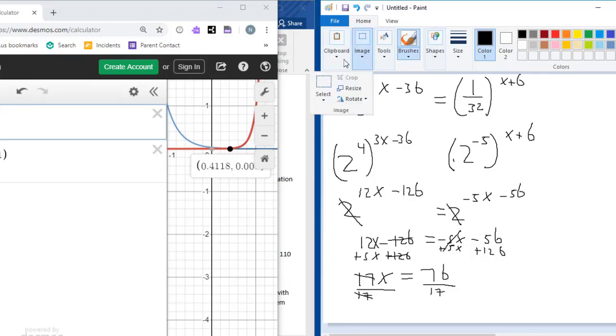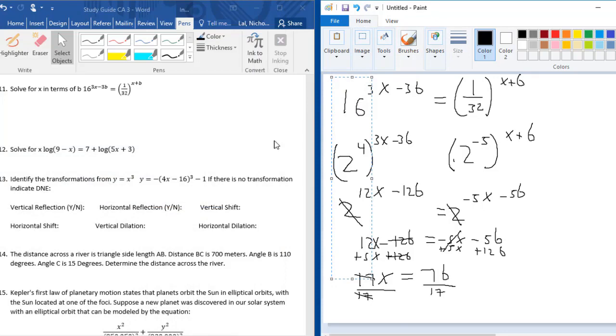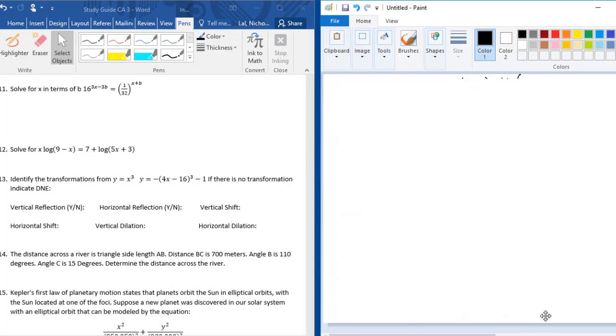All right. Okay. Sorry, I forgot to write down the answer. That was x is equal to 7b over 17, right? All right. 7b over 17. Okay.